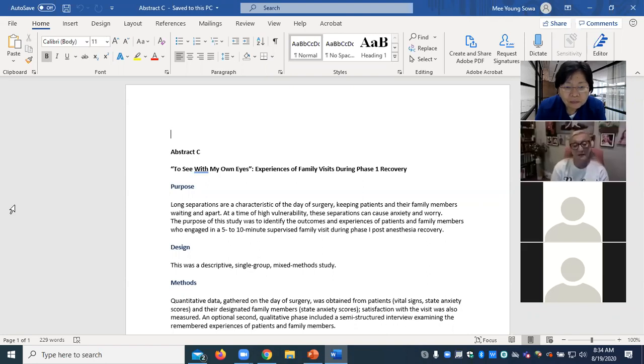This was a descriptive single group mixed method study. Okay, it's a mixed method. It means they use both qualitative and quantitative, okay? Your Johns Hopkins model talks about mixed method. We are going to talk about this in 3 weeks when I talk about appraisal in detail, okay? This is mixed method. If you read a little more of the method, we can tell. I'm going to ask one more person to read the method section, okay?